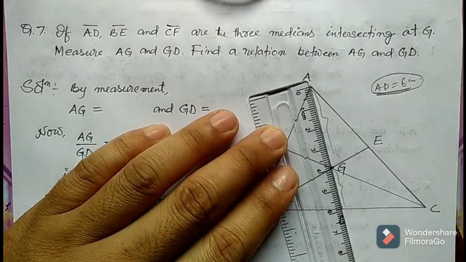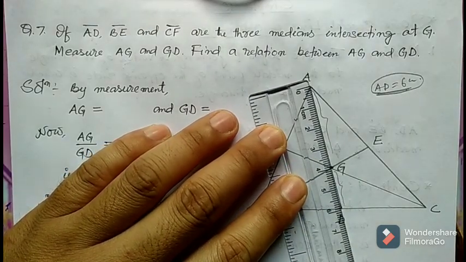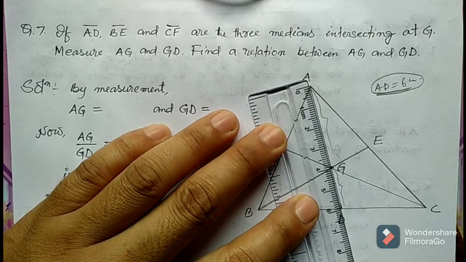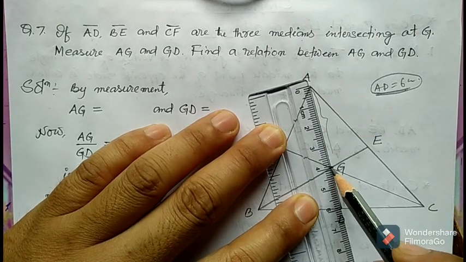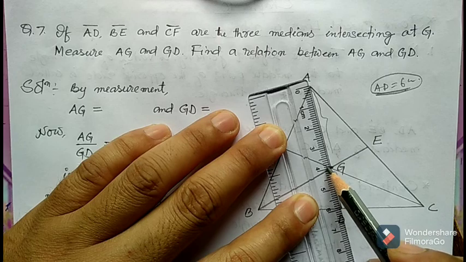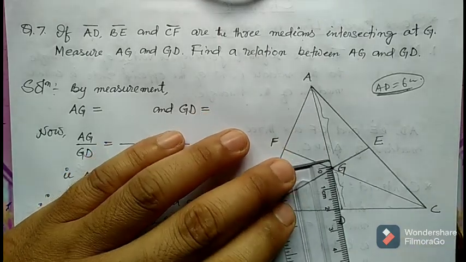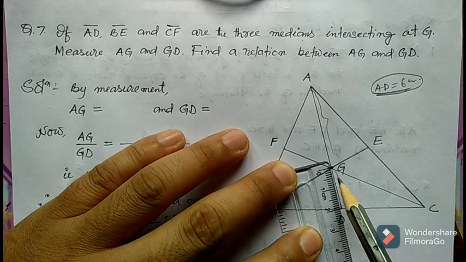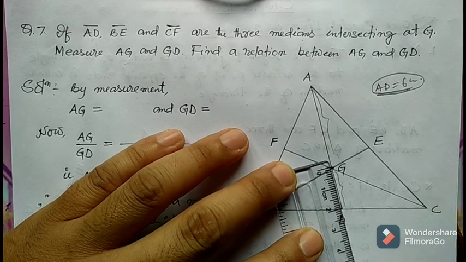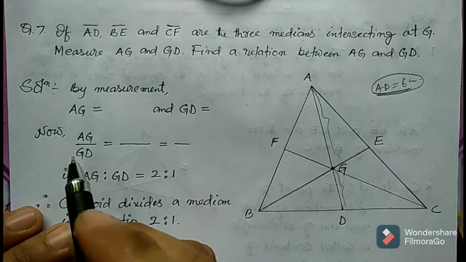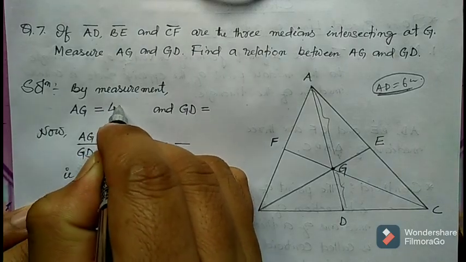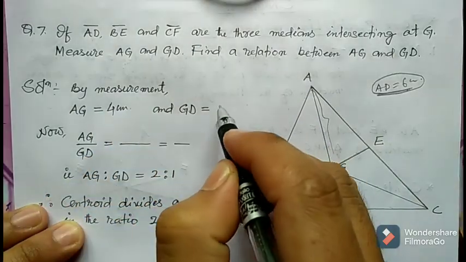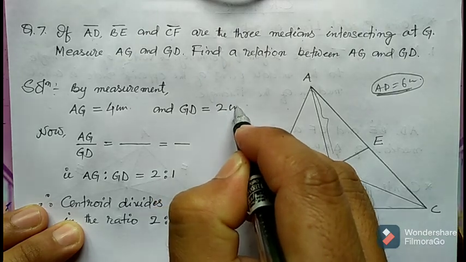Using a scale we measure this AZ. You can see here AZ is up to here, that means 4 centimeter. And what about ZD? Again you can see the ZD length is 2 centimeter. So by measurement, AZ turned out to be 4 centimeter and ZD turned out to be 2 centimeter.